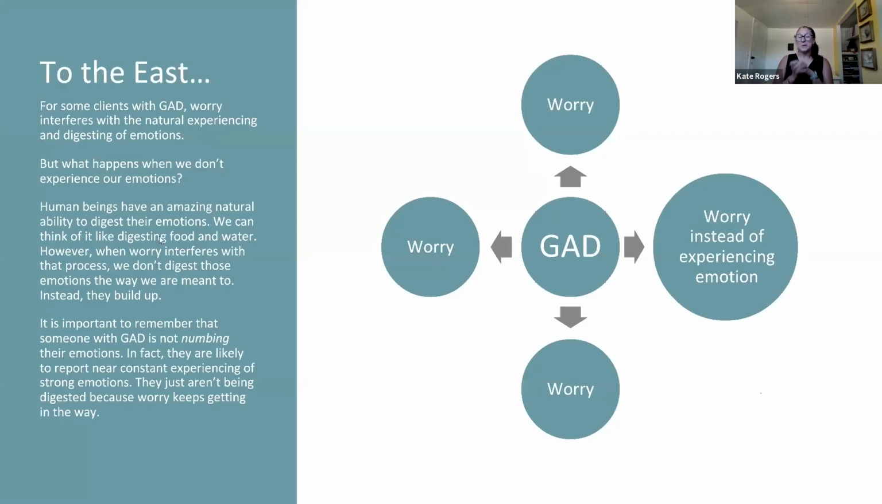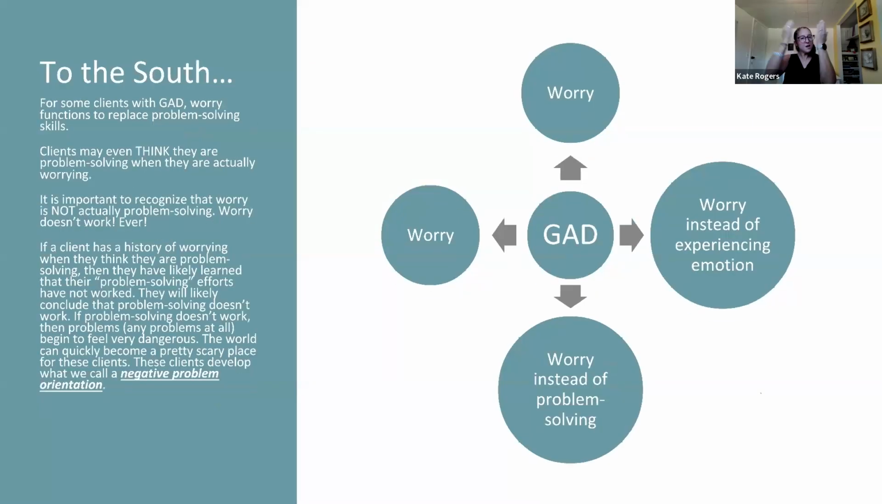So, are we ready to take a peek to the south? I like the reveals that come with the compass. It's just more fun. To the south, we see a really common and important function of GAD that can often very easily come up, but in a tricky way in a screening. What we see here is worry instead of problem solving.